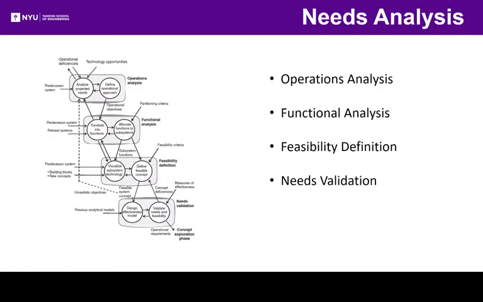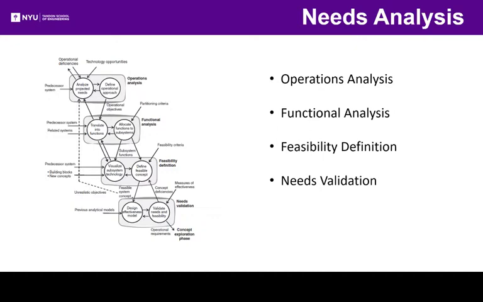Let's talk about the needs analysis. This is the biggest part of this project, and let's talk about why such a new system is needed. The diagram on the left side is the needs analysis workflow diagram. We can see that there are four phases here. One is the operations analysis, the second one is the functional analysis, then the feasibility definition, and the last one is needs validation.